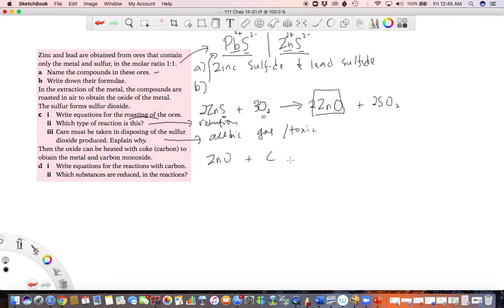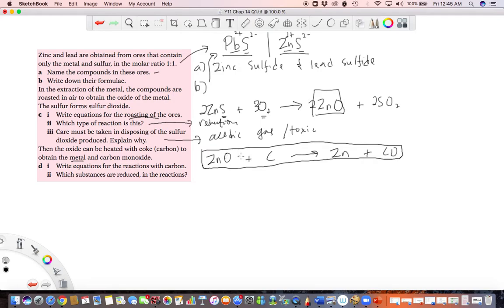You do not have to give the entire works of the equation. You could just give one equation that gives us zinc, because the idea is we are trying to obtain the metal. So make sure you pick an equation that gives you the metal and carbon monoxide. To me, this is the easiest equation because I don't have to balance it. It's pretty straightforward.